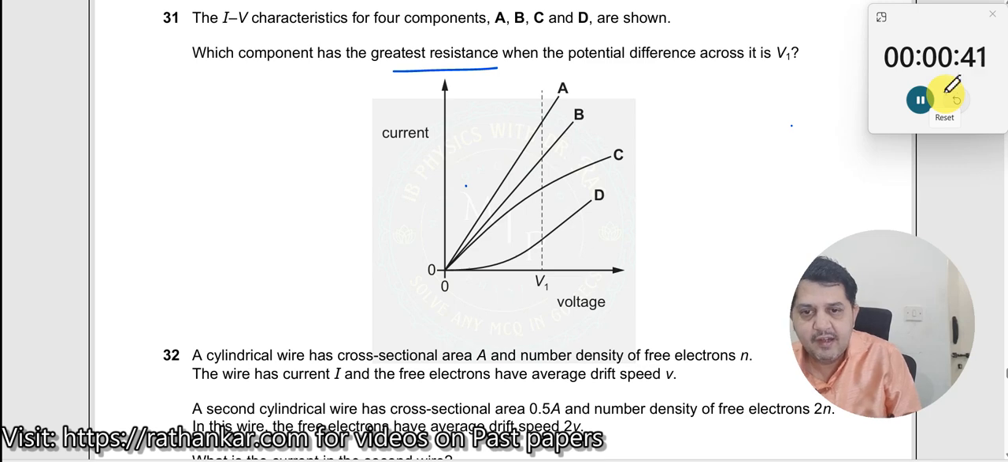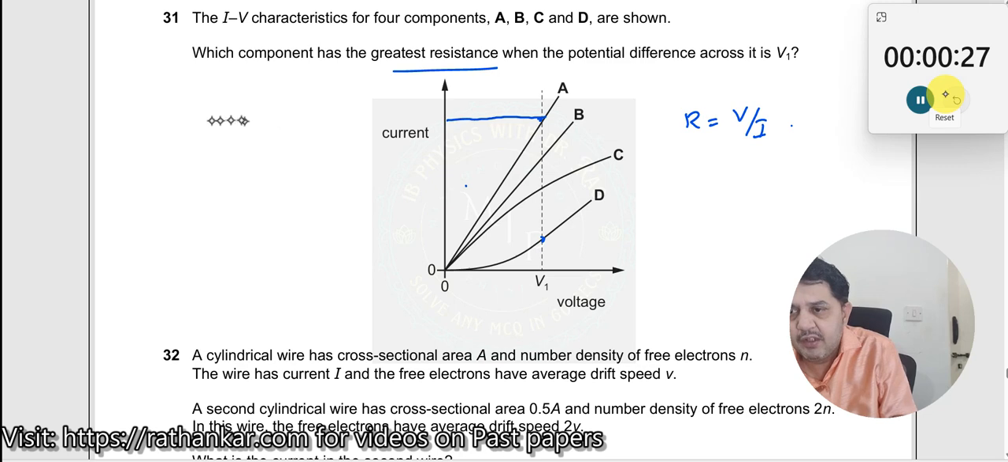See, what is resistance given by? R is equal to V by I. This is the instantaneous resistance he is asking you. So now if I take this point over here, the current is higher and the voltage is V1. Therefore, the ratio V by I1 will be lower, because if I increases, this should be lower.